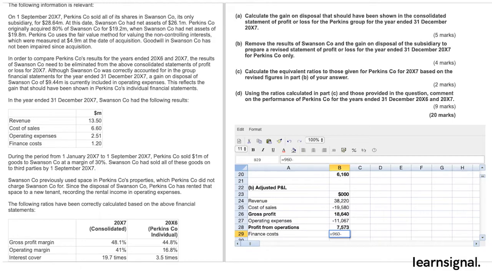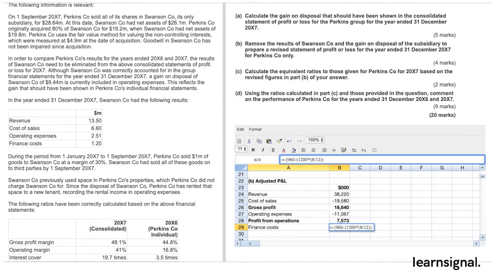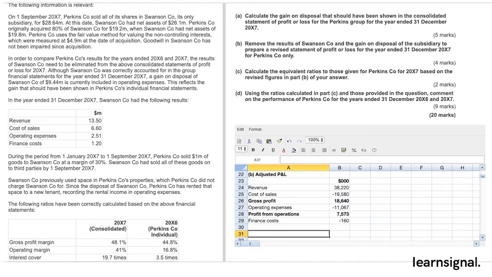The finance costs for Swanson are 1.2 million. That 1.2 million is multiplied by 8 over 12. Again, look at where I'm putting the brackets. Just get yourself familiar with where the brackets are important. Again, this is just me. Your finance costs are a negative, so it should be negative 160, because it's shown as a negative cost. So now you've calculated your adjusted P&L and you have your 4 marks for part B.